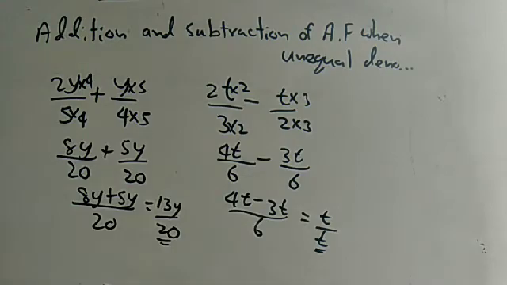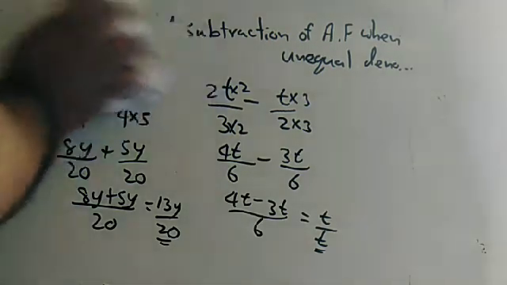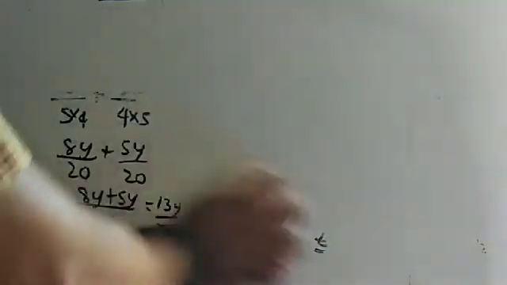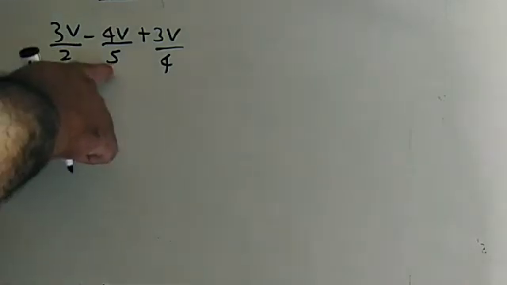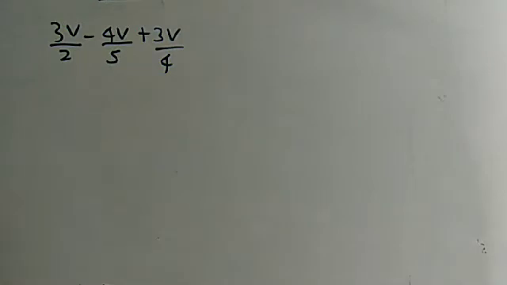When addition and subtraction are there, when unequal denominators. Right, another example: 3v upon 2 minus 4v upon 5 plus 3v upon 4. Right? Then here there are three algebraic fractions.